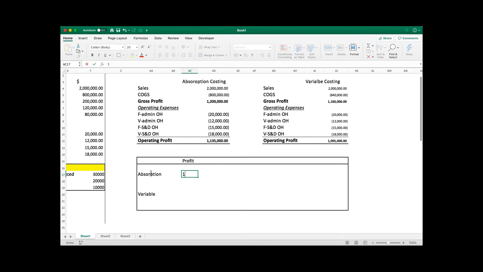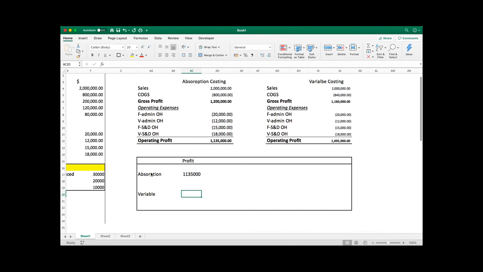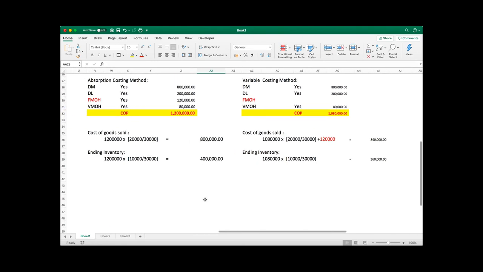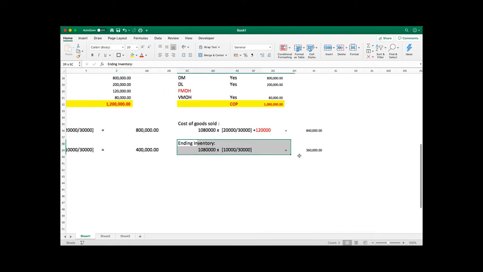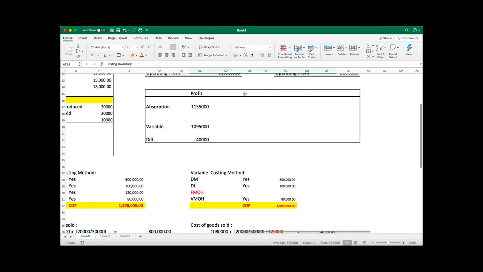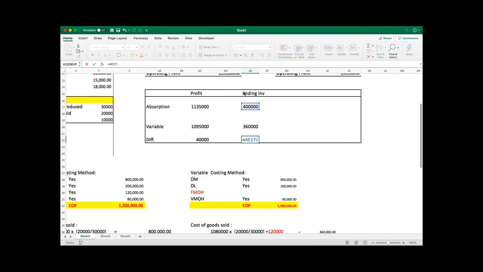Now I want to have a reconciliation statement between these two methods. Why is there a difference in the profit? Let me show you with a small reconciliation. We are using absorption costing and variable costing. If you see the profit here, profit is 1,135,000. Whereas variable costing method, it is 1,095,000. Let's see the difference. Difference between this and this is 40,000.